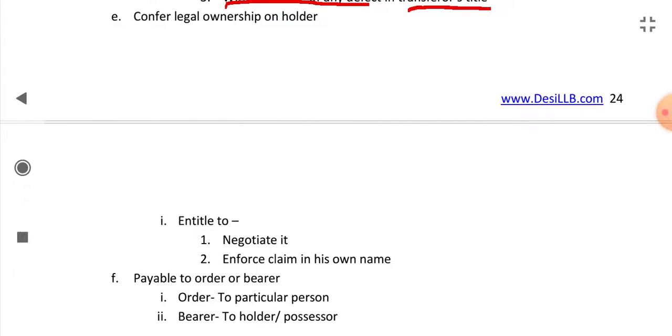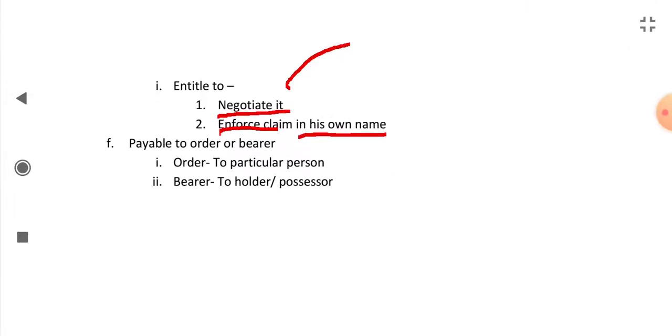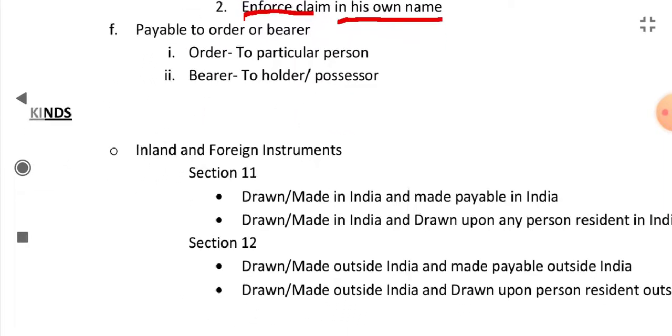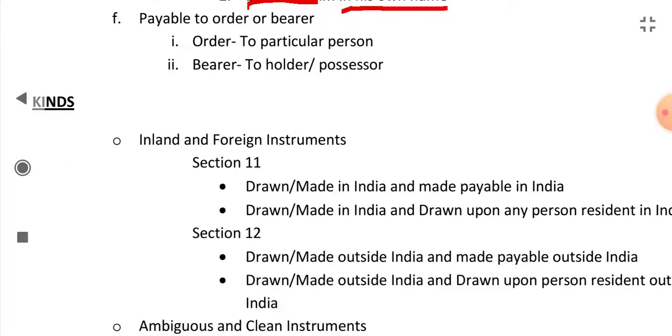Next essential characteristic is that the negotiable instrument confers legal ownership on the holder. Whoever is the holder will have legal ownership. It means he is entitled to negotiate. He can transfer it to anyone, or he can enforce a claim in his own name. If he has to enforce any claim, he can do it in his own name. He is the legal owner of that instrument.